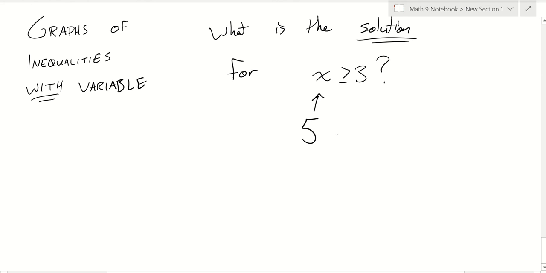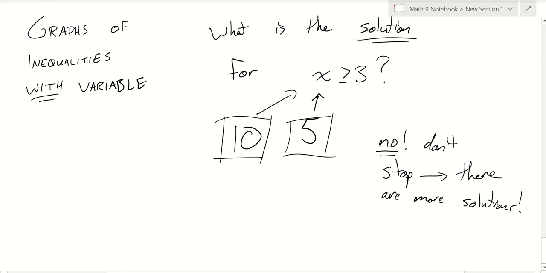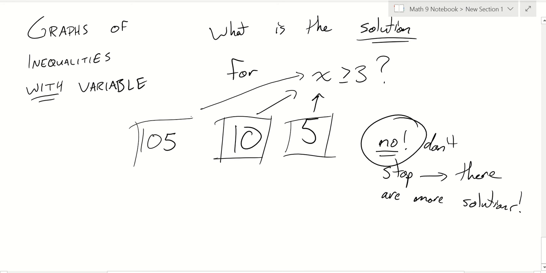Hey, there we go. So you might say, hey, I found my solution. But should you stop here? No, you should not stop here. Don't stop. There are more solutions. Okay, so let's think about what might be another solution to this. What is a number that is greater than or equal to 3? Think hard. 10. 10 is a number that is greater than or equal to 3, right? Okay, so should we stop? We have 2 solutions here. Should we be satisfied? No, we should not stop. We should not be satisfied because we can find another number that is greater than or equal to 3. 105, right? That is greater than or equal to 3.